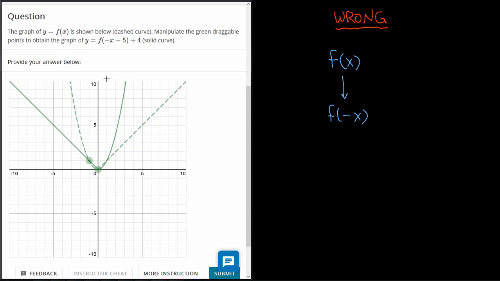So what's the next thing I do? Well, I need a negative 5 inside. So I'll have negative x, and then I'll put a minus 5 there. If you think about graph transformations, you remember that when you replace x by x minus 5, that's going to be a shift to the right by 5. When you put a minus 5 on the inside of the function, you get a shift to the right by 5.